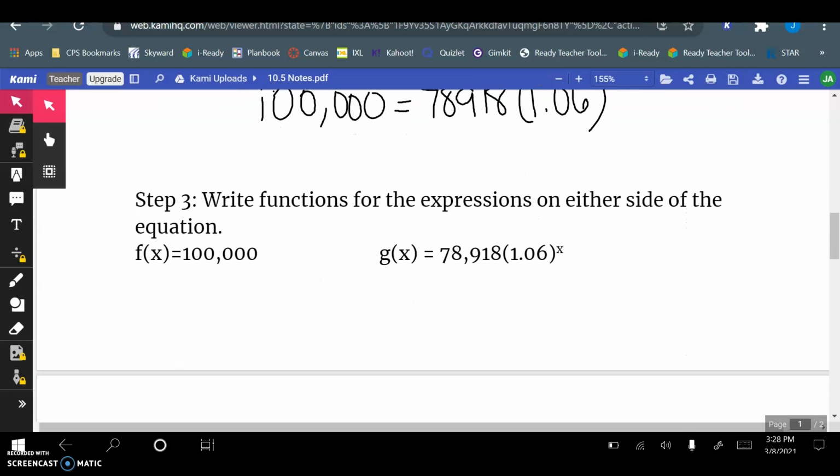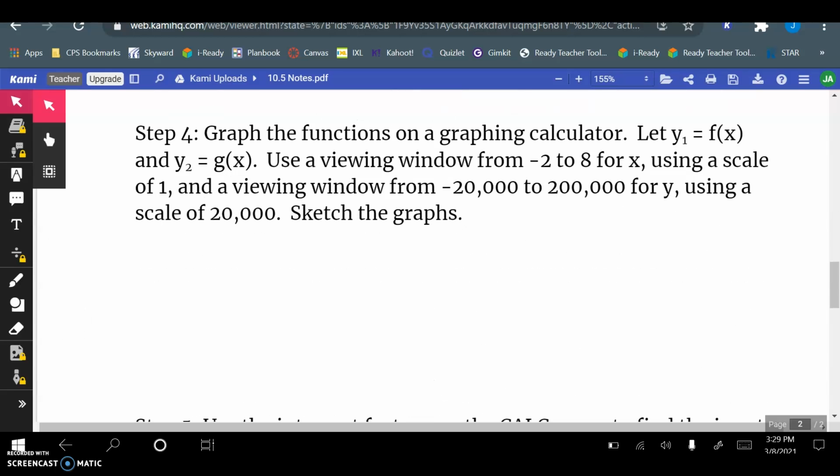Then step 3 says write the functions for the expressions on either side of the equation. So we have to break it into 2 equations. So we have f(x) equals 100,000 and g(x) equals 78,918 times 1.06 to the x power. So we have 2 equations now. And then step 4 is to graph these functions on a graphing calculator, letting y1 equal f of x and y2 be g of x. And then they told us what to change our window to, and our scale, and then sketch our graphs.